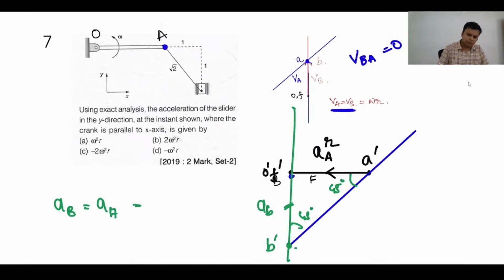So what is acceleration of point A? That is equal to omega square r. It is only radial acceleration. So acceleration of point B is also equal to omega square r. So the answer will be E.